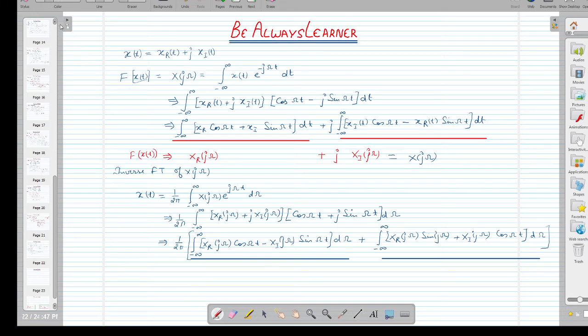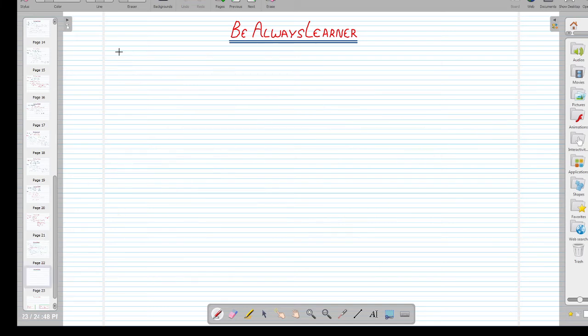Now for that I can write that x(t) is equal to x_r(t) plus with x_i(t). So that is the representation if I am going to take the inverse transform of that. Now after remembering these equations I can proceed further for the case.